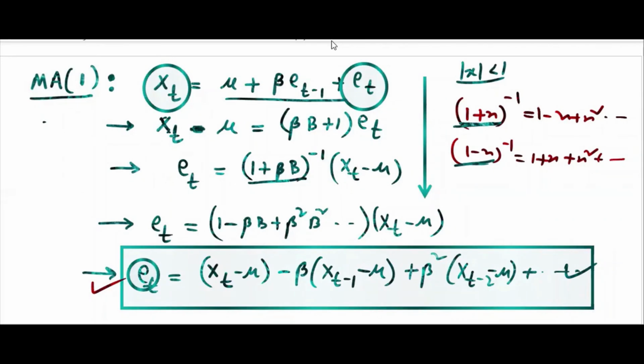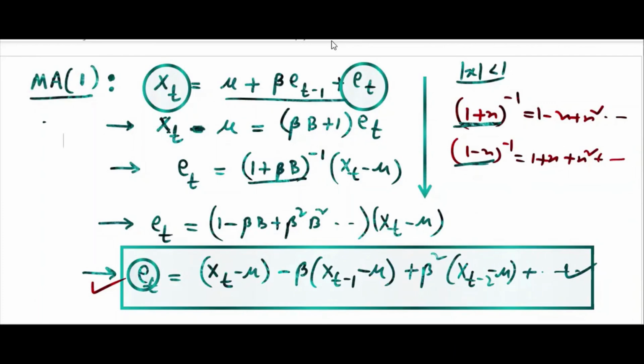quite problematic. So you should not worry about that. But invertibility here means whether you will be able to invert the process or not. Normally, XT is expressed in terms of the past errors, but whether you can express error in terms of the process or not, that is what you wanted to see.